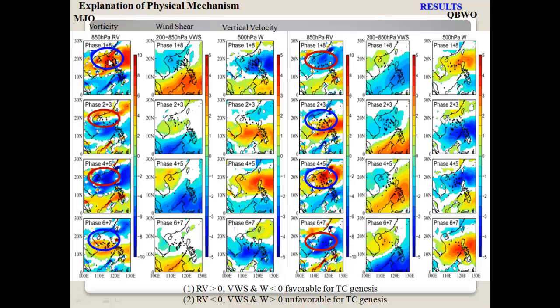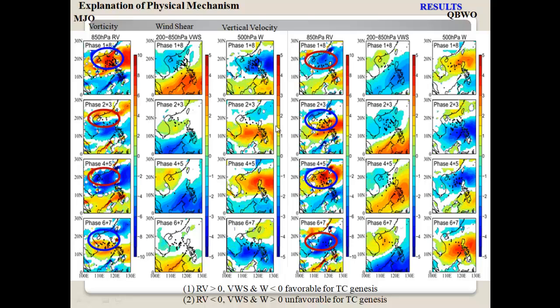This is phase 1 and 8. We have more TC genesis than climatology. So why? We consider three environmental factors. In phase 1 and phase 8, we have a positive value of relative vorticity. It means we have convergence conditions in the low level, and we have low vertical wind shear. This condition is favorable for the convective system.